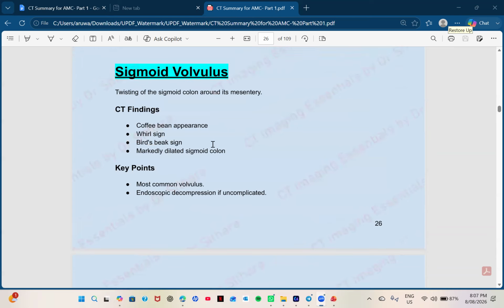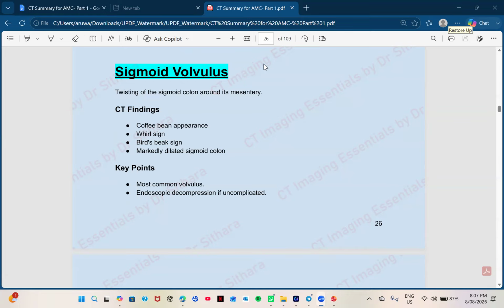Okay, so we'll go to the sigmoid volvulus. What can you see in sigmoid volvulus on CT? First, tell me what you can see in the X-ray image, doctors.